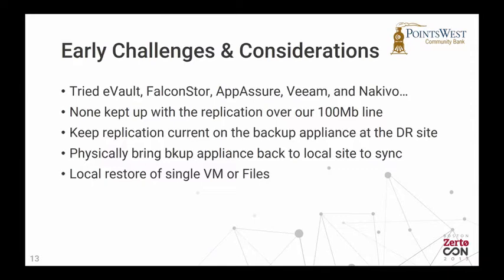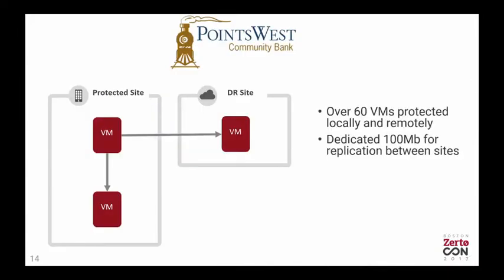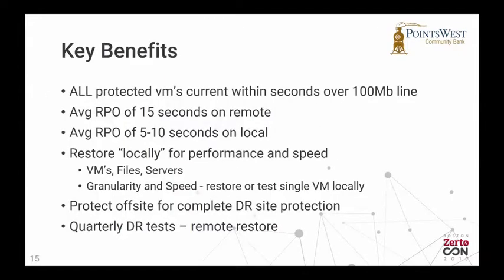And then they also wanted the ability to restore locally. Again, the use case we're talking about is similar to Jason's with one-to-many. So 60 VMs locally and remotely, dedicated 100 meg link, replicating between sites. They really wanted it. They had the remote DR, so the different components. So originally they had the remote and then introduced the local, which was a reverse of what Jason was doing.